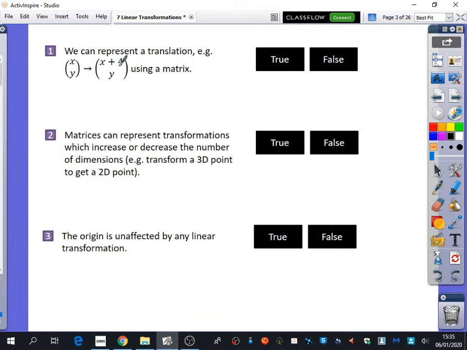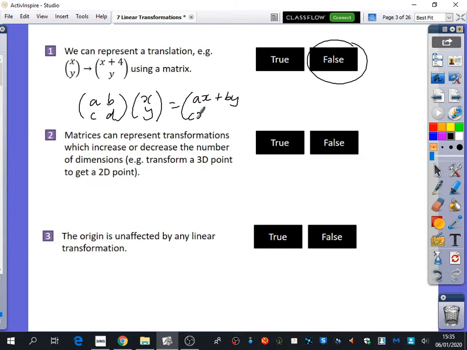I said you cannot use matrices to represent a translation. If you think about that, we just said with the previous bit where you have a, b, c, d and x, y, that gave us ax plus by and cx plus dy. There's no way of getting an x plus 4 at the top, is there? It's always going to be in terms of the previous thing. That's what we said by what it means to be linear.